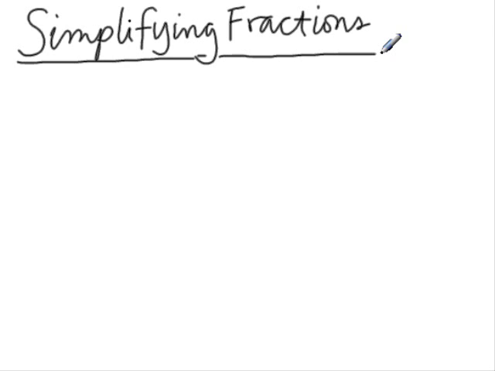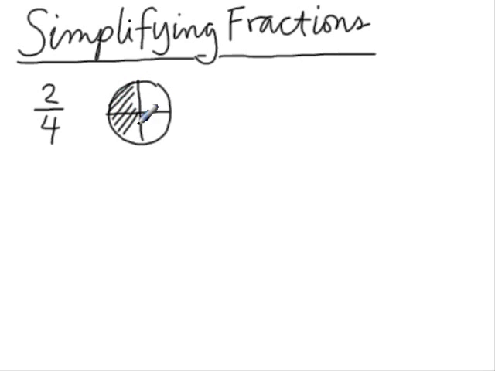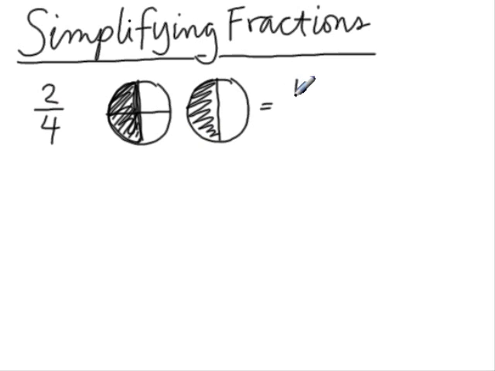For example, if we have 2 fourths, we could represent this with the pie. The pie is divided into 4 parts, and we have selected 2 of those parts. And we could see right there that 2 fourths is half of that pie, just as if the pie had been divided into 2 parts. So 2 fourths is equal to 1/2.